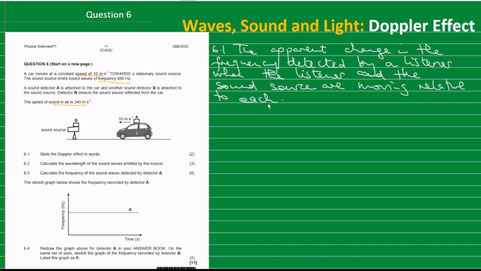Different texts, you find that they will put it in different ways, so you can find your own way that you can understand much better. So that is the Doppler effect, the apparent change in the frequency detected by a listener when the listener and the sound source are moving relative to each other. So that's how you state it.